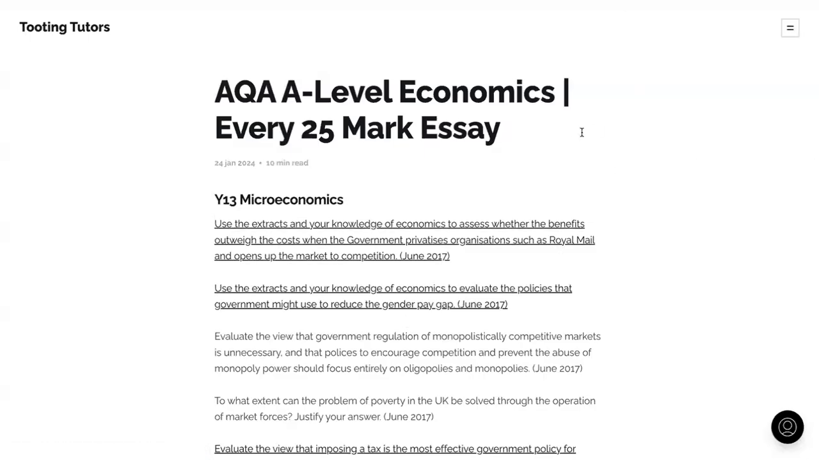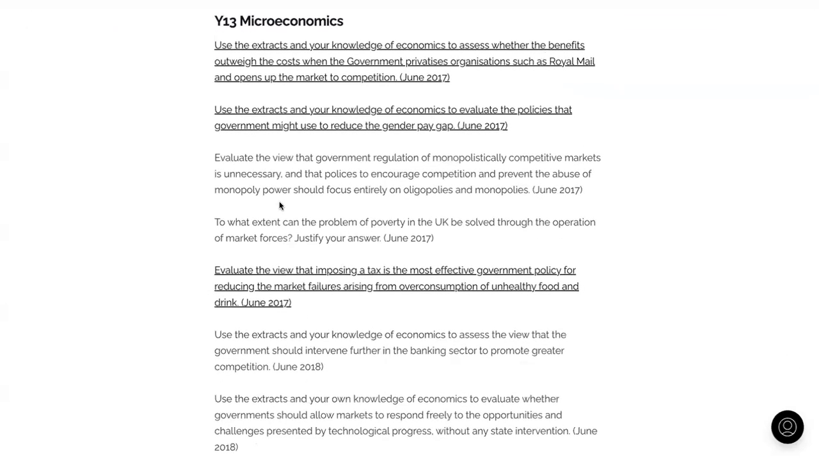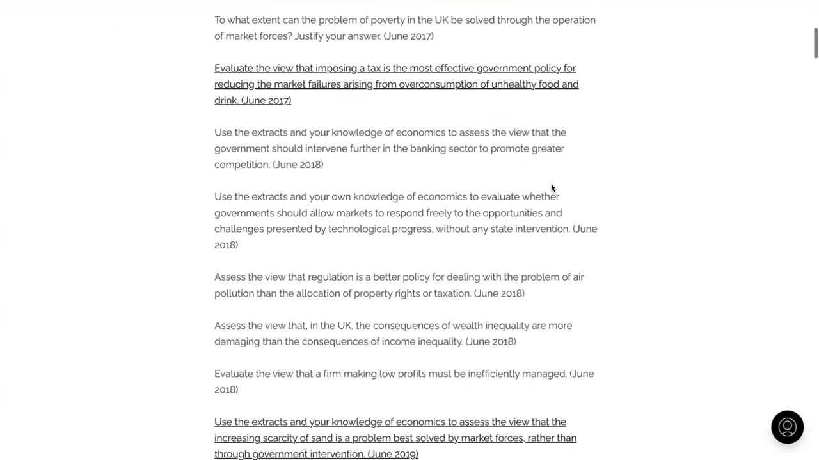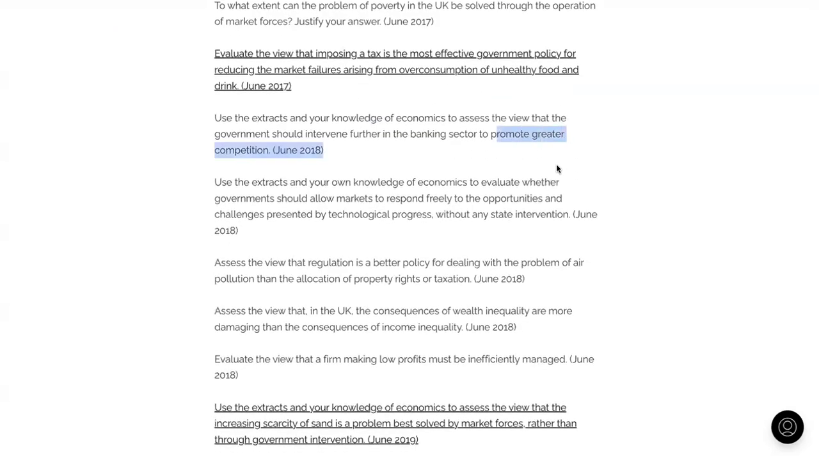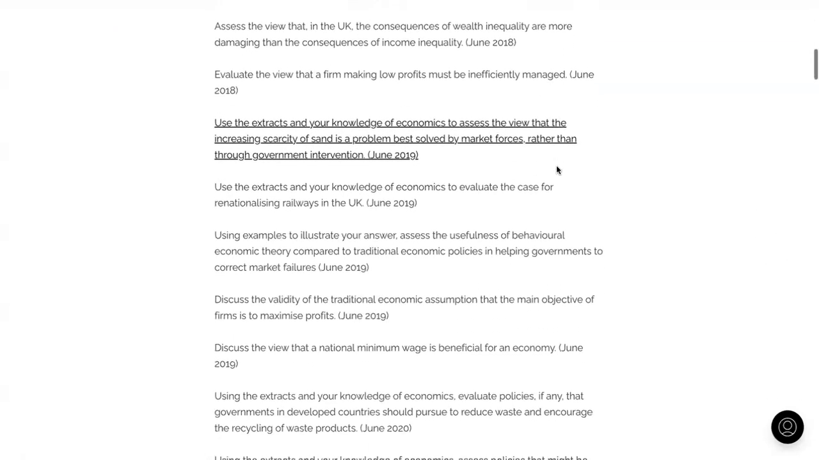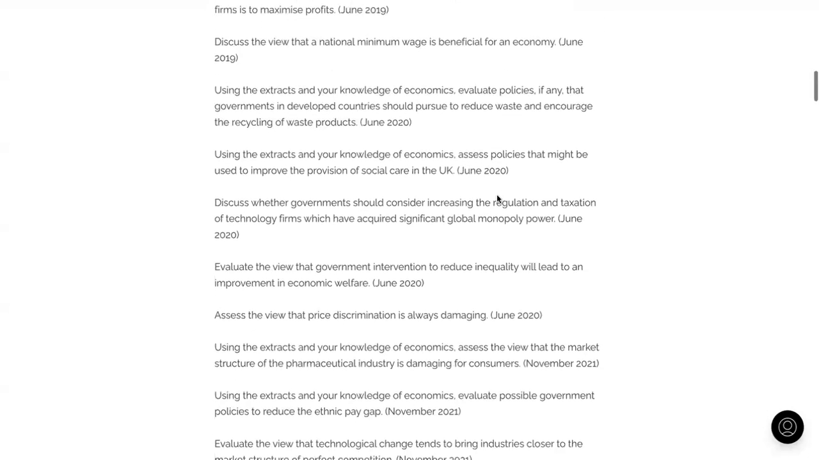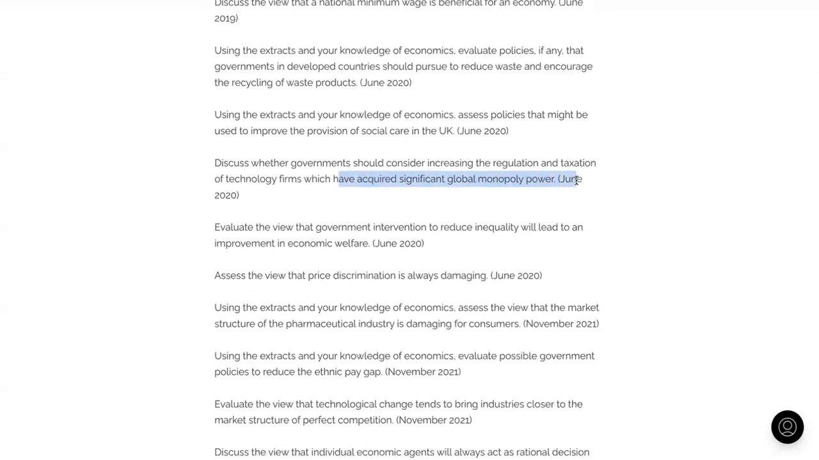Basically, if we look at the end goal, the idea is to be able to answer these essay questions. And what they do is they hint at it, or they'll either say straight up that there's a certain market structure. In this case, they're talking about oligopolies and monopolies. Or in this case, they're talking about competition or not having competition. And in this case, they're talking about monopoly power again, okay?